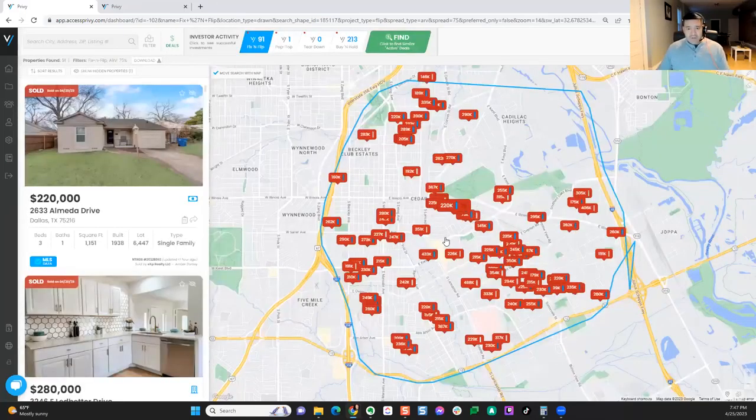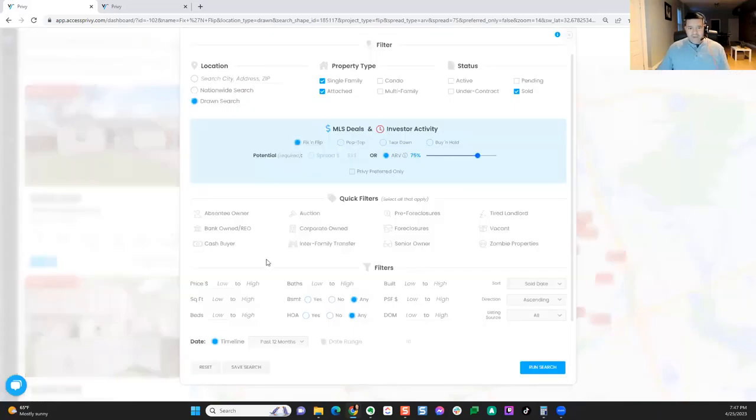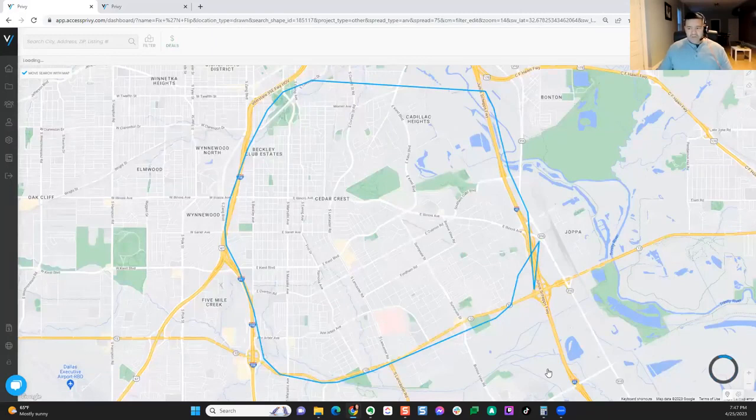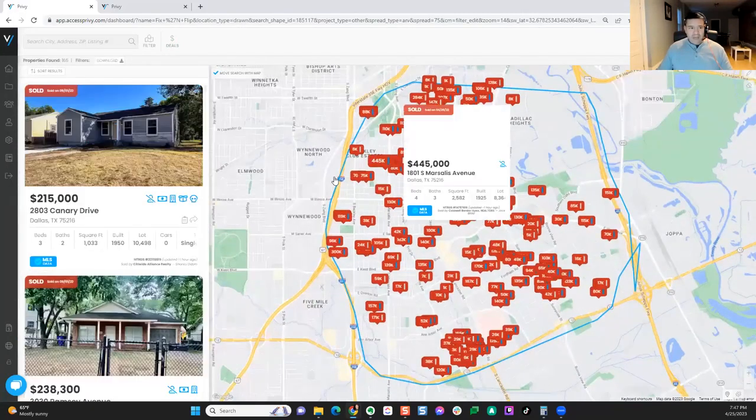If I want absentee owner buyers, then I'm going to switch over to the filter here and choose absentee owners. I'm going to turn off this middle section, that doesn't apply when we're looking for off-market deals. And then I'm going to choose the time. I'm going to extend the timeline out. It doesn't matter the date range. I just want all the absentee owners in this high investor activity zone. So now this is going to give me all the absentee owners.